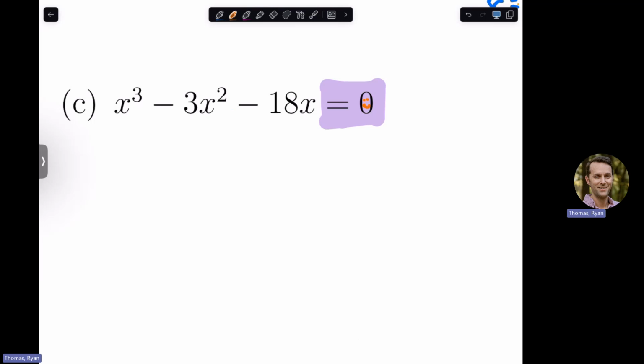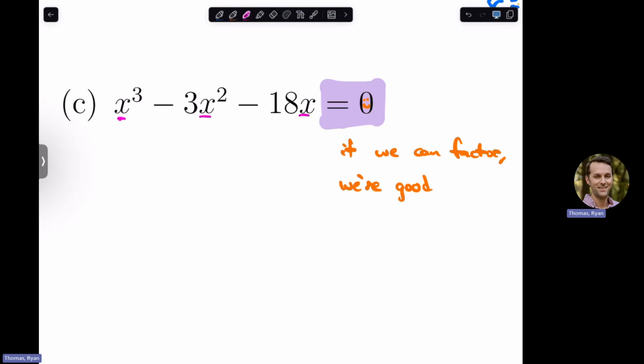Because if it's equal to 0, then if I can factor, I can solve, right? If we can factor, we're good. Okay, so then the question is, can we factor? What can we factor?